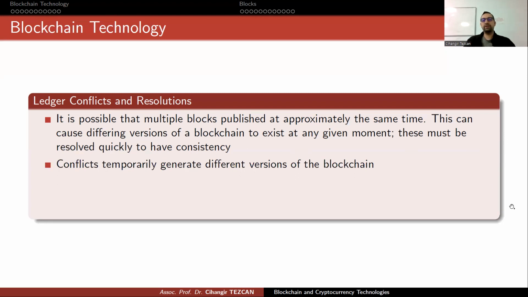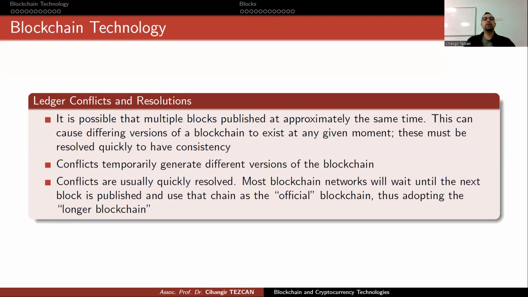Conflicts temporarily generate different versions of the blockchain. Conflicts are usually quickly resolved. Many blockchain networks will wait until the next block is published and use that chain as the official blockchain, thus adopting the longer blockchain. Here, as you can see, I didn't use the word fork, and this is not a fork. Okay, this is just a conflict.